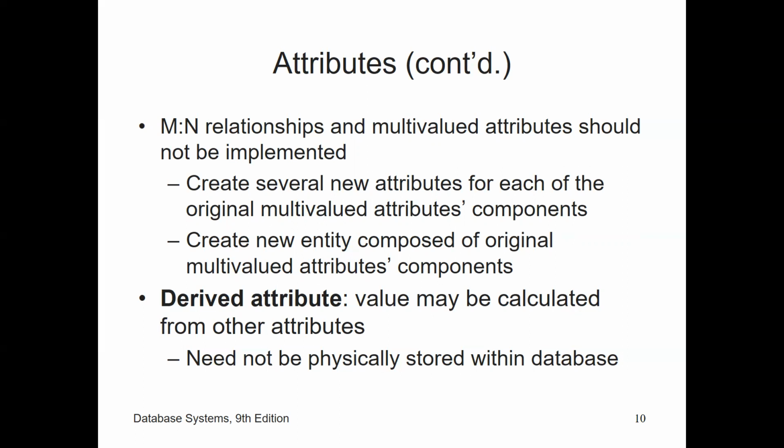Finally, an attribute may be classified as a derived attribute. A derived attribute is an attribute whose value is calculated or derived from other attributes. The derived attribute need not be physically stored within the database. Instead, it can be derived by using an algorithm. For example, an employee's age may be found by computing the integer value of the difference between the current date and the employee's date of birth.